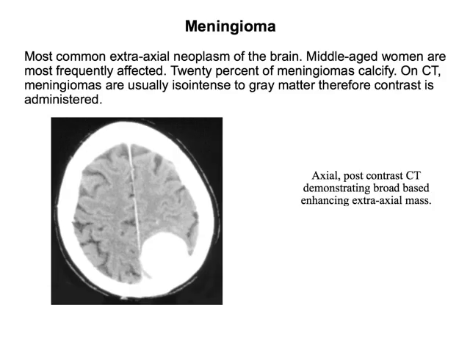Okay, meningioma. This is a common extra-axial neoplasm of the brain, and middle-aged women are most frequently affected. 20% of meningiomas are calcified. On CT, they normally present as isodense to gray matter. But when we administer contrast, we see this nice enhancing blob here. This is post-contrast, demonstrating a broad-based enhancing extra-axial mass. Thank you.